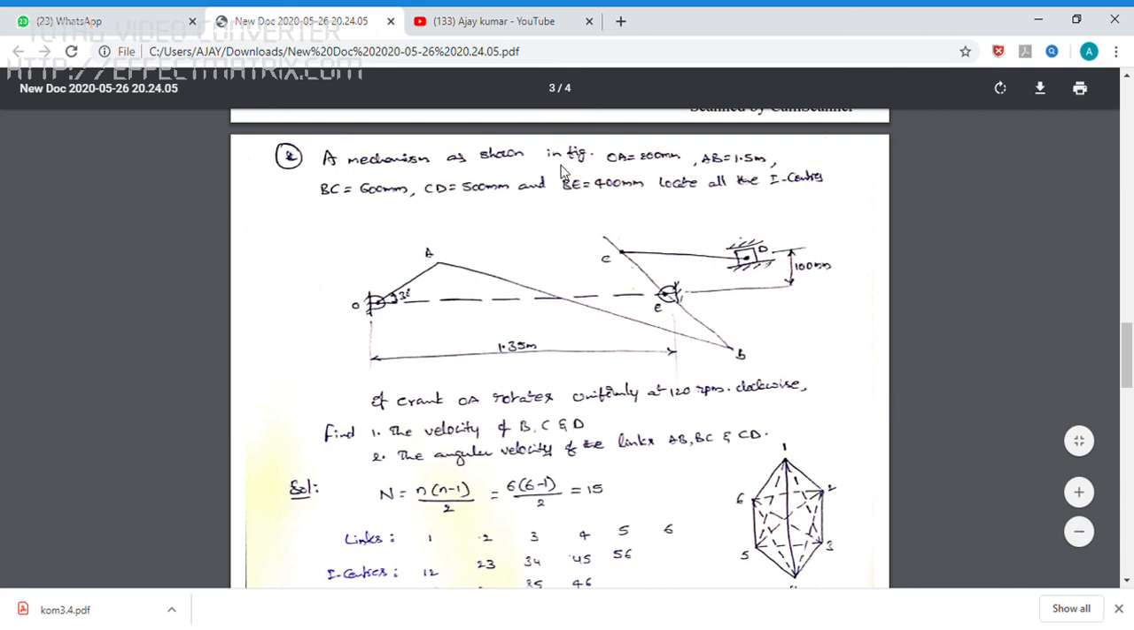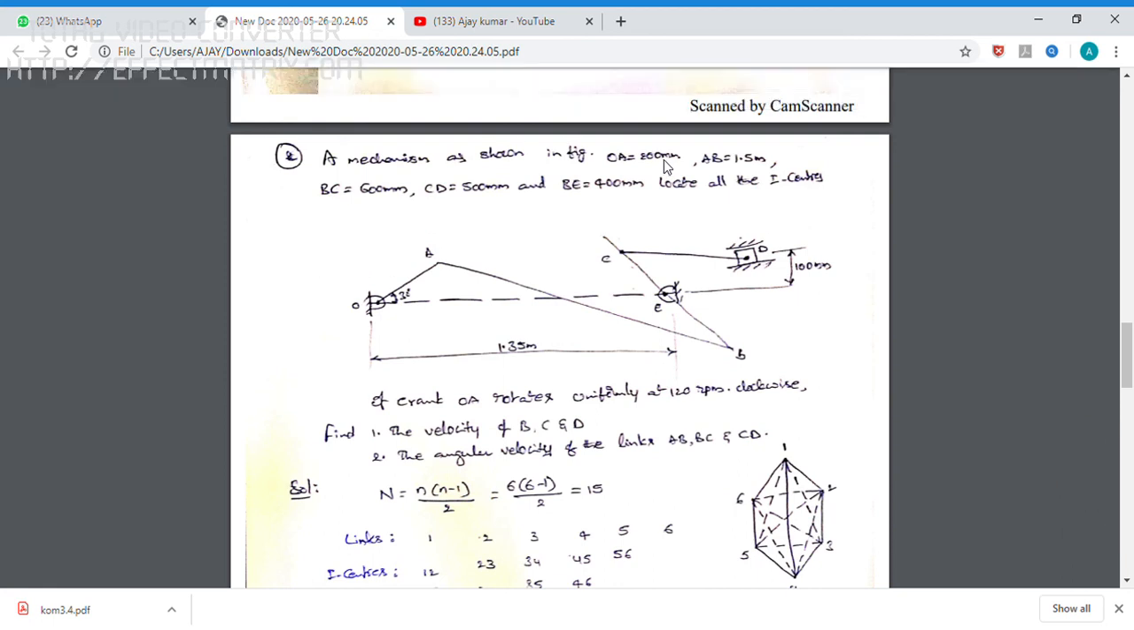A mechanism is shown in the figure. OA is 200 mm, AB is 1.5 meters, BC is 600 mm, and CD is 500 mm, and B is 400 mm. Locate all the instantaneous centers. First, we have to locate all the instantaneous centers. If crank OA rotates uniformly at 120 rpm clockwise, find the velocity of BCD.